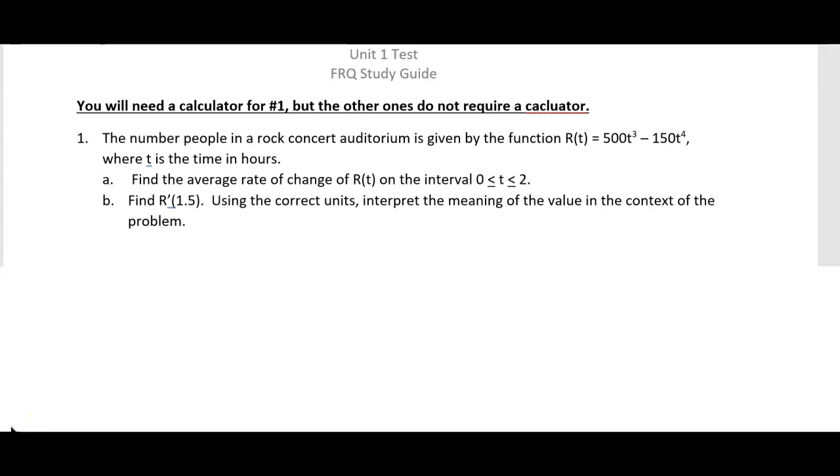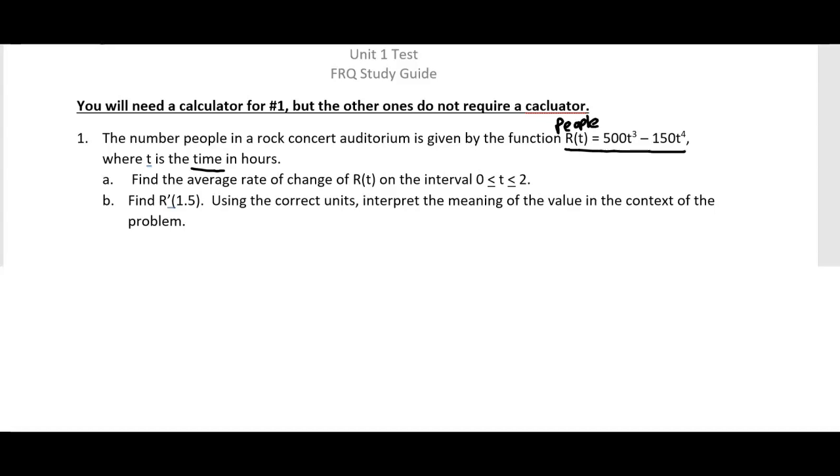All right, guys, so number one is the only type of question where you're going to really need to know how to use your calculator on your test. So let's begin here. The number of people in a rock concert auditorium is given by this function r of t, where t is the time in hours. So r is measured in people. That's how many people will be present. And t is measured in time.